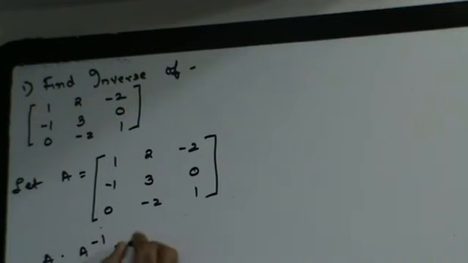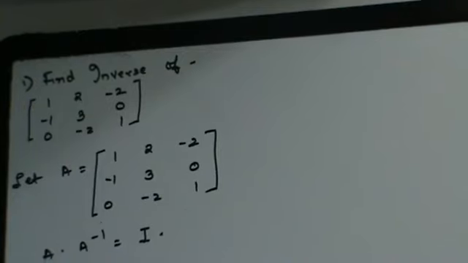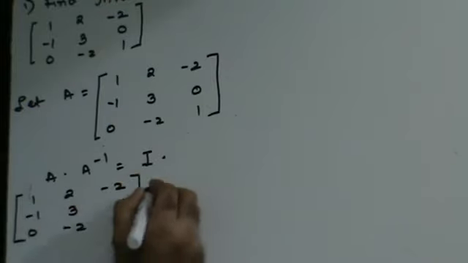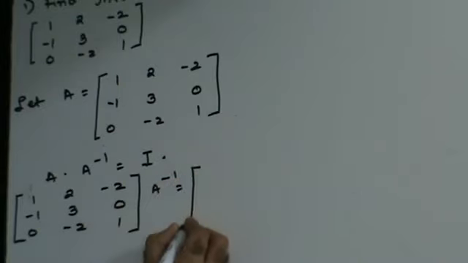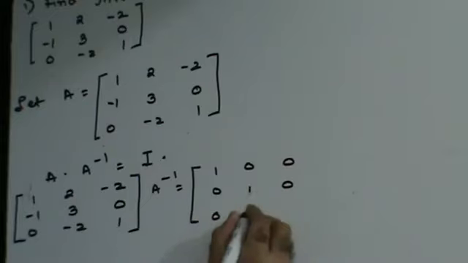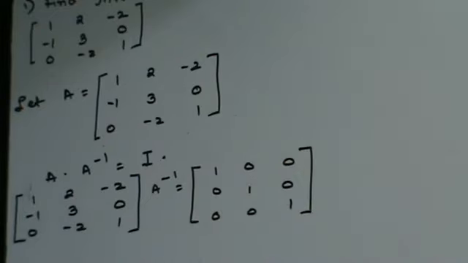into A inverse should be equal to 1. A into 1 upon A should give you 1. And 1 in matrices is written as I. A, 1, 2, minus 2, minus 1, 3, 0, 0, minus 2, 1 into A inverse is I, 1, 0, 0, 0, 1, 0, 0, 0, 1. Right? Now, please understand this. You have to convert this into an identity matrix.